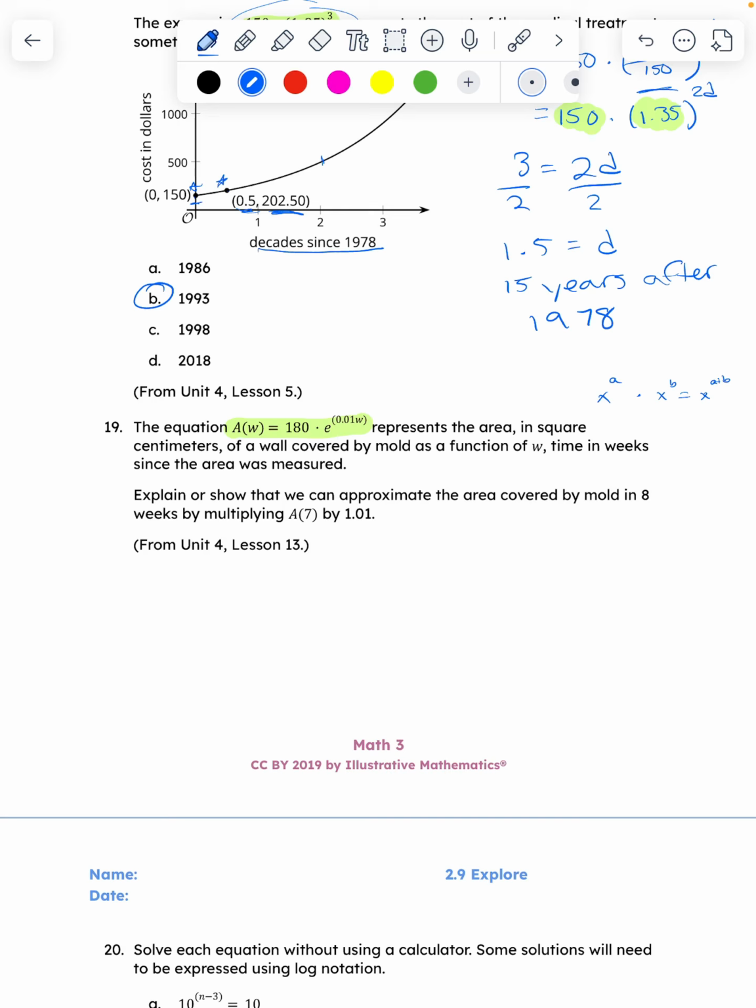I know that a of 8, which is what we care about, 8 weeks, is equal to 180 times e to the 0.01 times 8. Just plug it into my function.